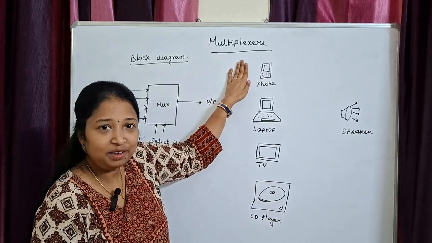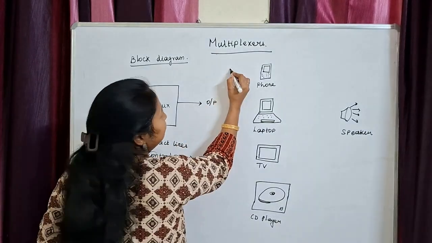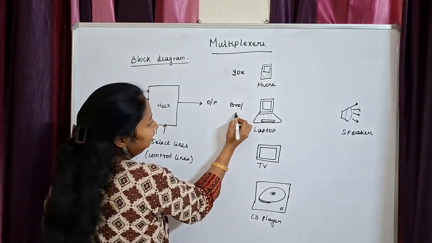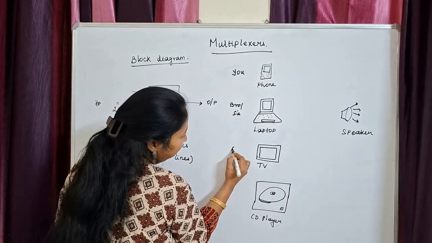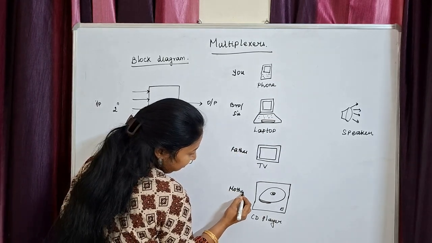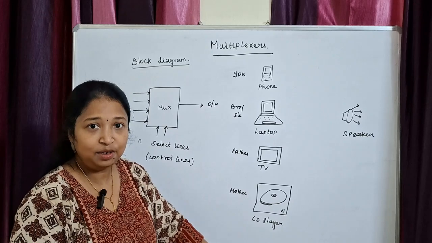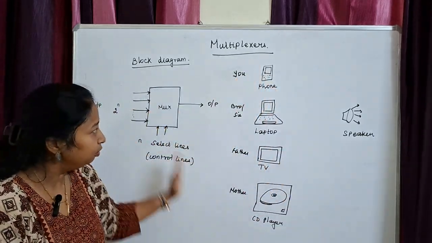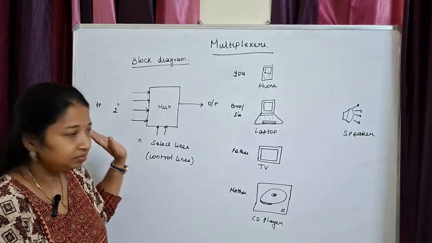Now you are trying to connect to the speaker via your phone. This is you. You are trying to connect. Your brother or sister is trying to connect. Your father is trying to connect. Your mother is trying to connect. Everyone is trying to connect to the same speaker at the same time. These are the inputs. Clear?